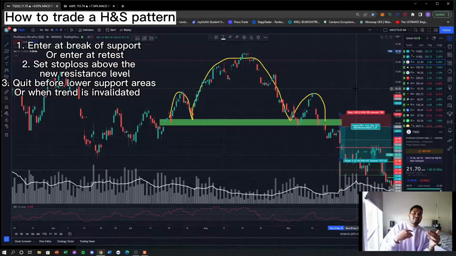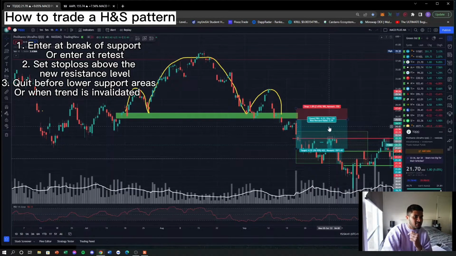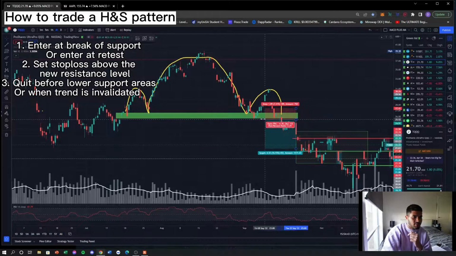So the second it invalidates that by either making a higher low, that's basically when we quit it. So let's just go through this. As you can see, I'm just gonna minimize this for now. I'm just gonna leave that there.